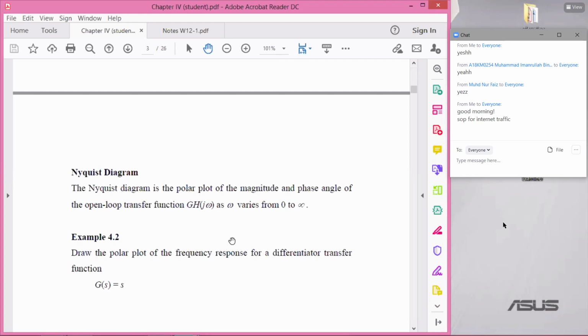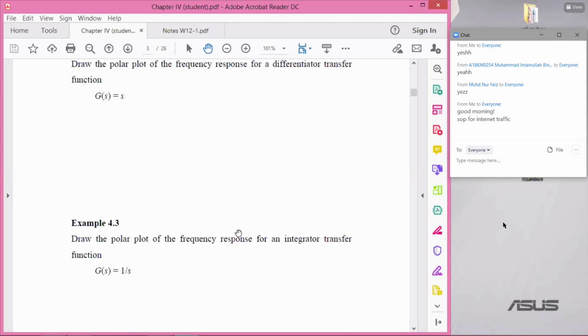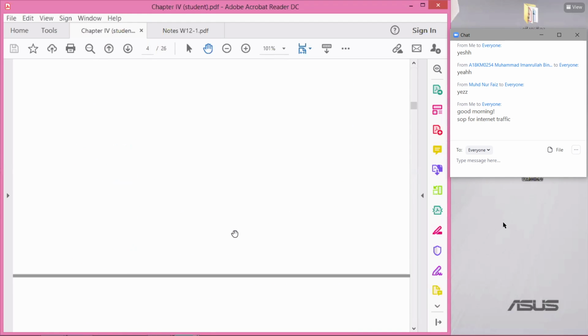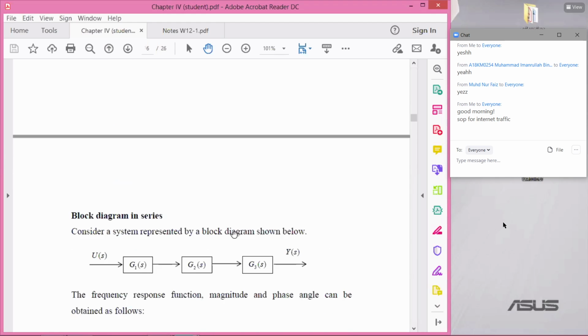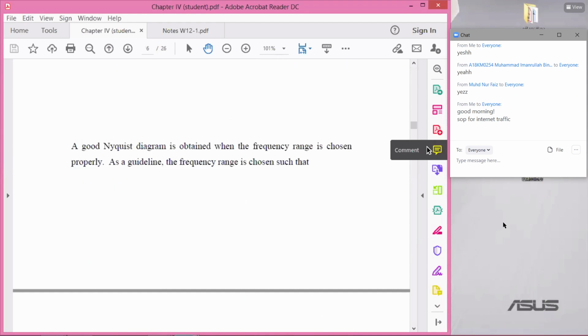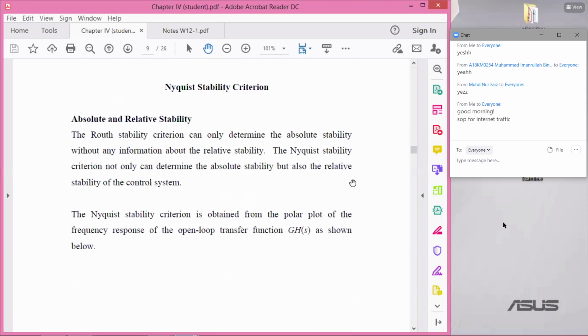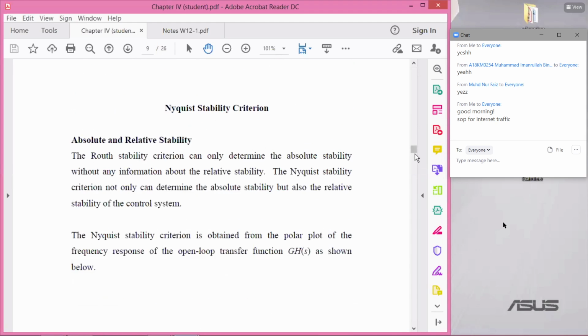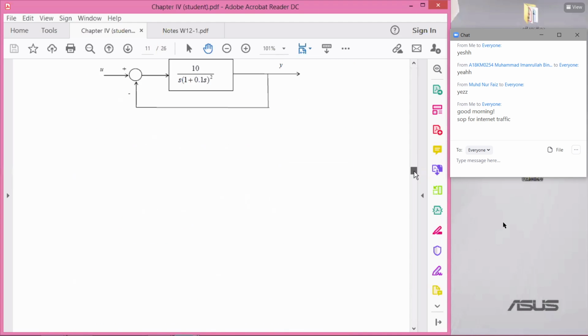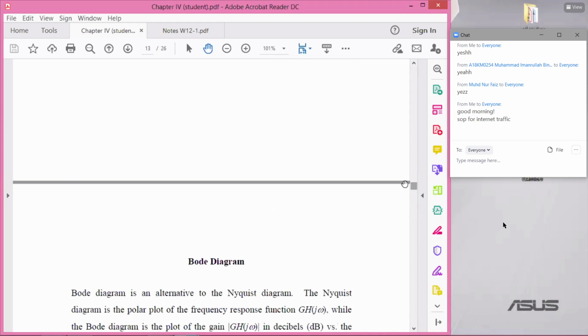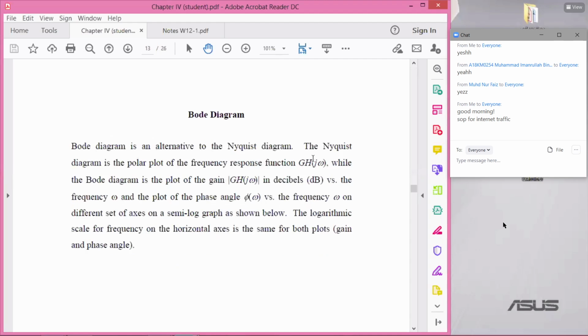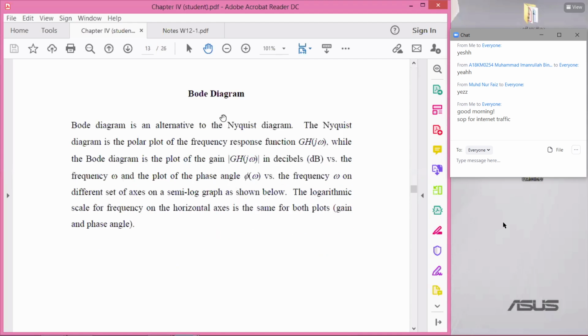But there's another alternative. It is called the Bode diagram that can convey the same information. So the plot is rather different, but it conveys the same information. So this is just an alternative to the Nyquist diagram. So today we're going to talk about this Bode diagram.